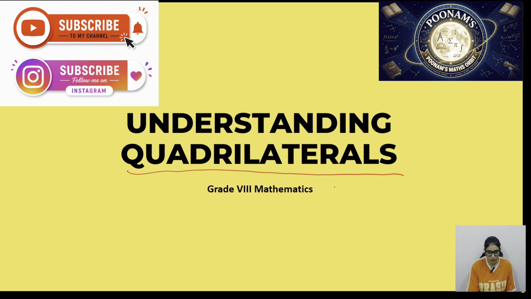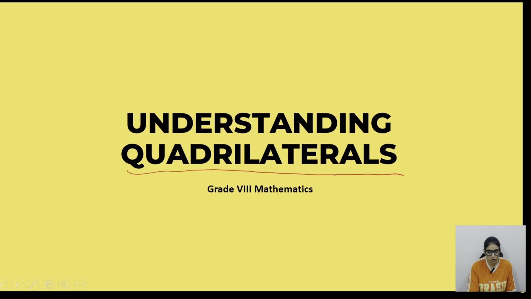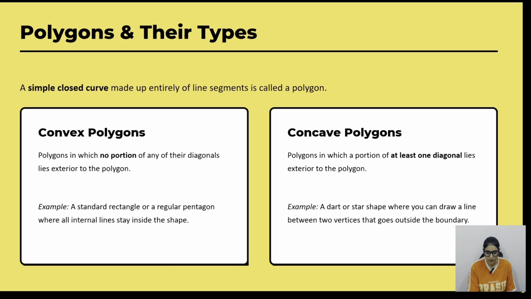ठीक है, तो अब देखो, सबसे पहले you should know what do you mean by polygons and their types. तो ये basic terms clear होनी चाहिए first of all. So what do you mean by polygon? So poly means many and gon means closed figure.